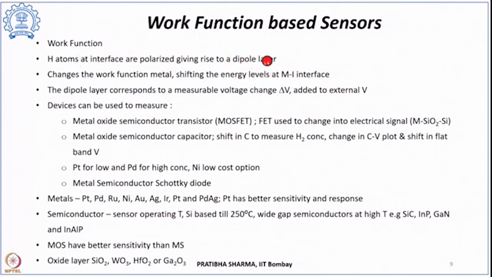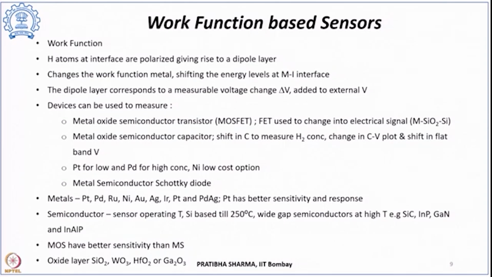Now this results in a change in the work function of the metal, and it also results in shifting of the energy level at the metal insulator interface or the metal oxide interface. This dipole layer that is created gives rise to a measurable voltage change, which adds on to the externally applied voltage. So that change in voltage, delta V, can be calibrated and used as a measure of gas concentration.